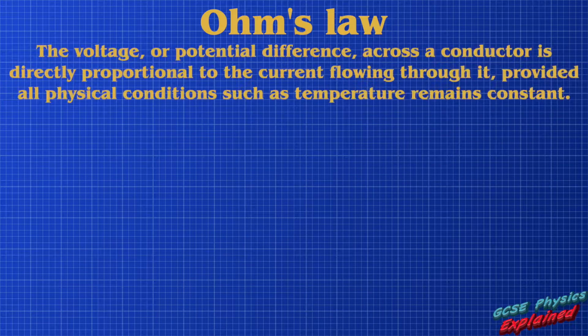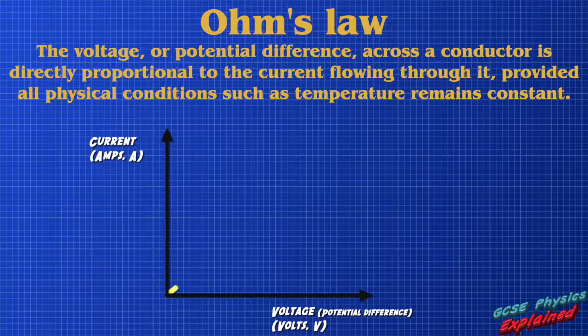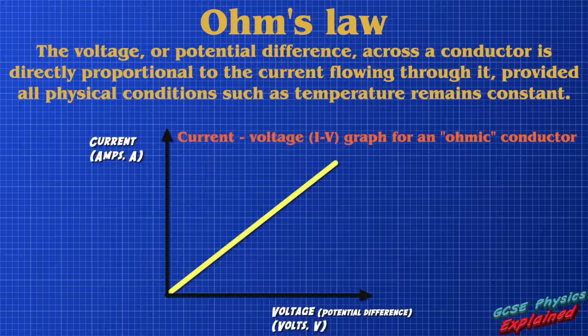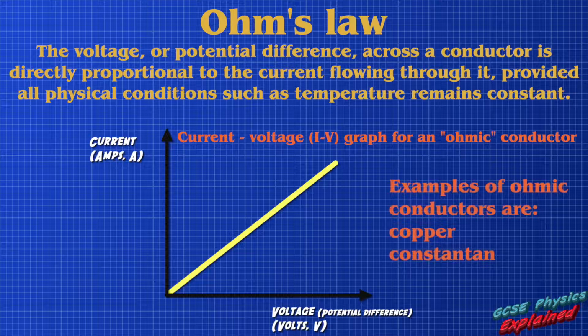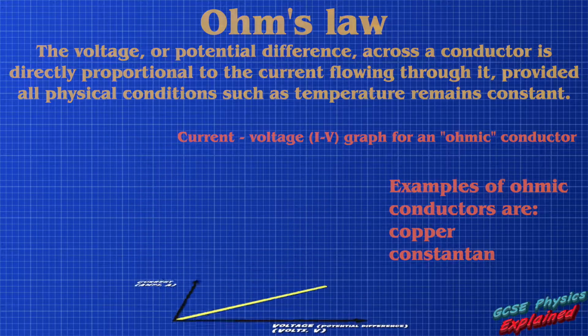Ohm's law in words states that the voltage or potential difference across a conductor is directly proportional to the current flowing through it, provided all physical conditions such as temperature remain constant. Any conductor that obeys Ohm's law gets called an ohmic conductor. Examples of ohmic conductors are copper and constantan.